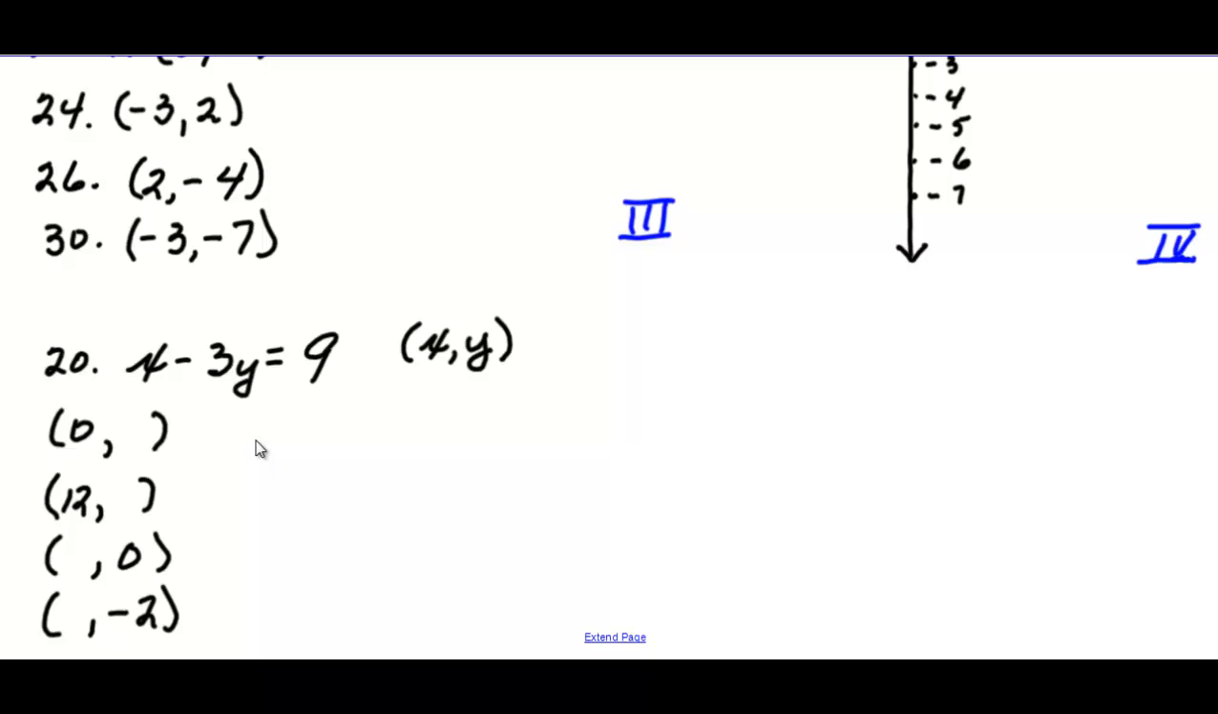Chapter 6.1 is very basic, so I'm only going to do one problem in 6.1. Then we're going to go back up to the top of this page to look at Chapter 6.2. But we'll do both Chapter 6.1 and 6.2 in this one lesson. In Chapter 6.1, if you look at problem number 20, it says x minus 3y equals 9.